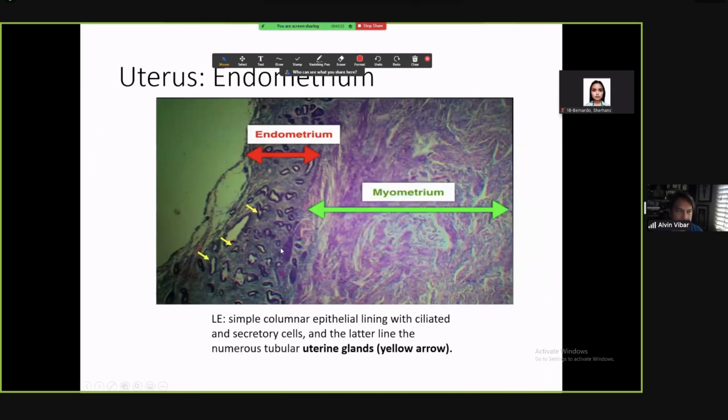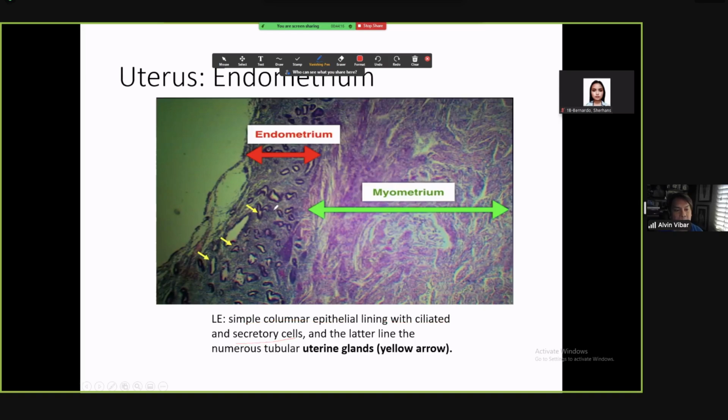Let's go now to the uterus. The mucosa in the uterus is called endometrium. Again, the mucosa of the uterus is termed as endometrium. Tunica muscularis is termed as myometrium. You have to remember that. The lining epithelium is still the same. It's actually a continuation of the lining epithelium of the fallopian tube: simple columnar epithelium with ciliated and secretory cells.